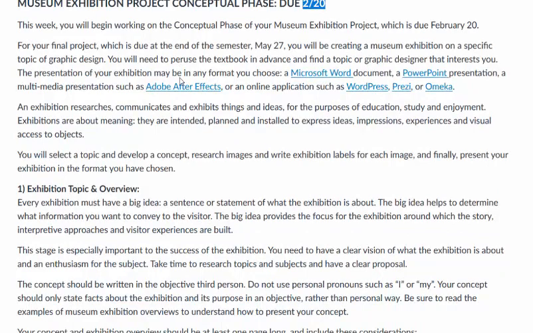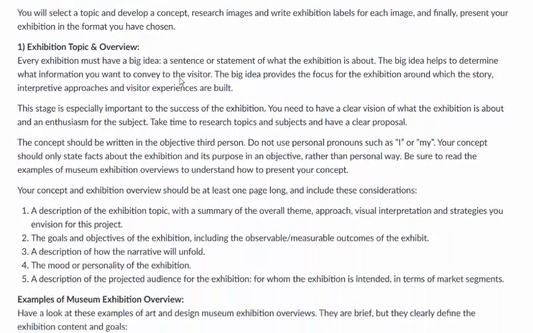You'll have 4 phases to work on. This is the first phase, where you come up with the exhibition topic and overview. Every exhibition must have a big idea of what the exhibition is about. And this idea helps to determine what information you want to convey to the visitor. The big idea provides the focus for the exhibition. And this stage is especially important for the success of the exhibition.